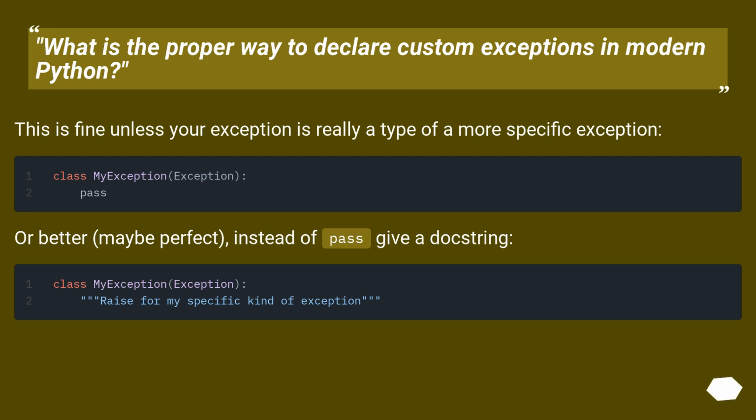What is the proper way to declare custom exceptions in modern Python? This is fine unless your exception is really a type of a more specific exception. Or better, maybe perfect, instead of pass give a docstring.